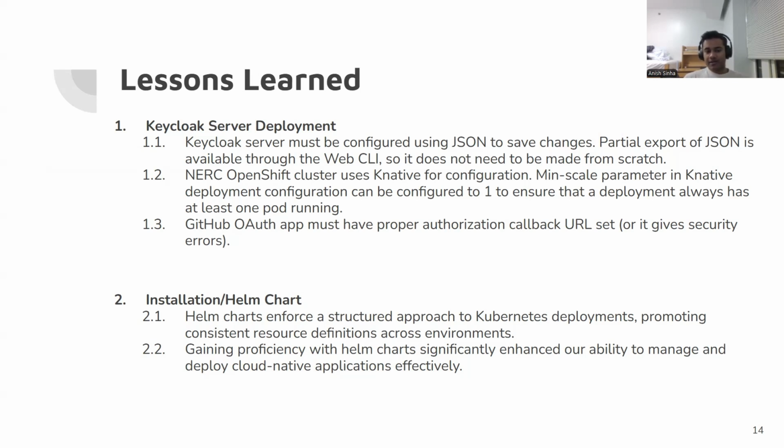We also learned that the GitHub OAuth app must have a proper authorization callback URL set. If this URL is not set on the OAuth, it will give security errors and it will not function properly. Some things we learned in regards to installing the Helm chart are that Helm charts enforce a structured approach to Kubernetes deployments, and they promote consistent resource definitions across environments. And also, gaining proficiency with Helm charts enhanced our ability to manage and deploy cloud-native applications effectively.